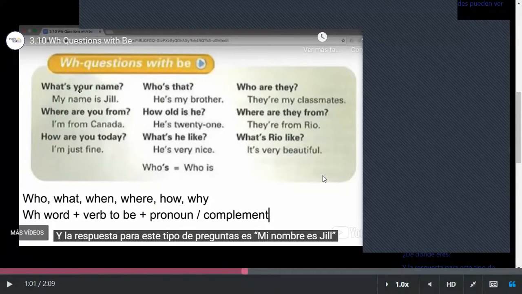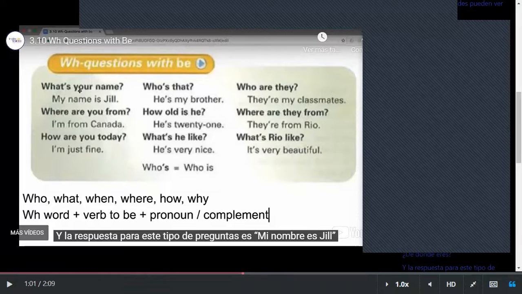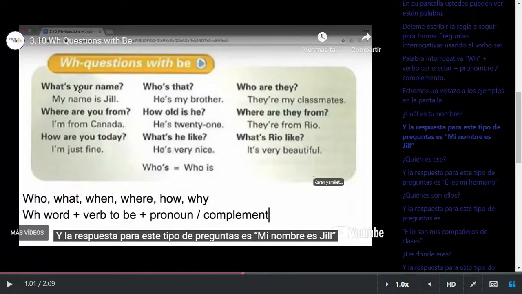A ver, les toca a ustedes. Tienen que hacerle una pregunta a un compañero. Excuse me, for example, excuse me, Daniel Velázquez. Quiero que agarren a alguien así al azar. Alguien que esté durmiéndose. Excuse me, Mélida Canales. Yes, sir. I have a question, Melida. Tell me.